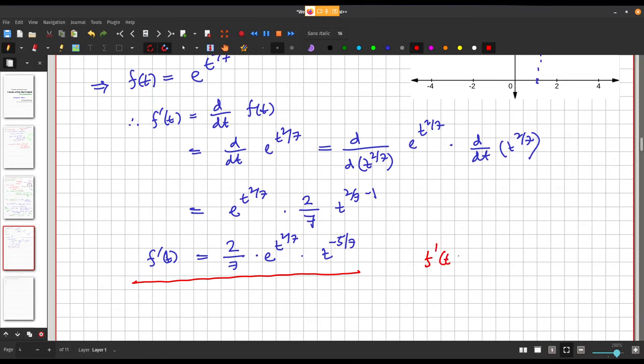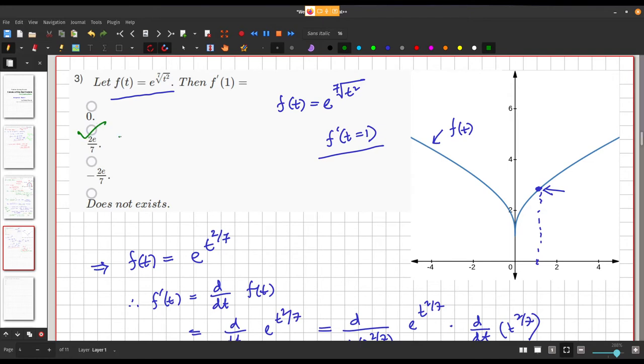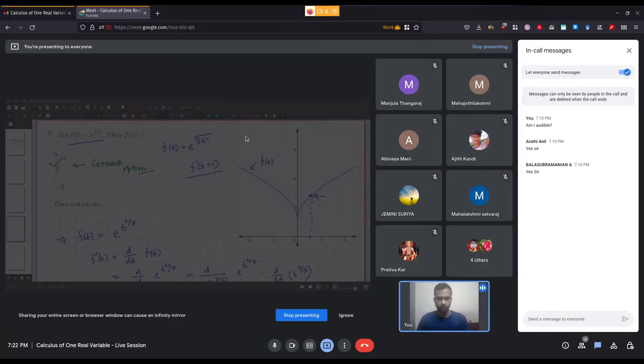and at t equal to 1, this will be 2 over 7 times e to the power 1 times 1. So this will be just 2e by 7 at t equal to 1. So this is the answer here, and if you look at the options, you will see that the second option is the correct one. Okay, so is this okay with all of you? If you have any doubt, you can ask me. Okay, I think it is okay for everyone.